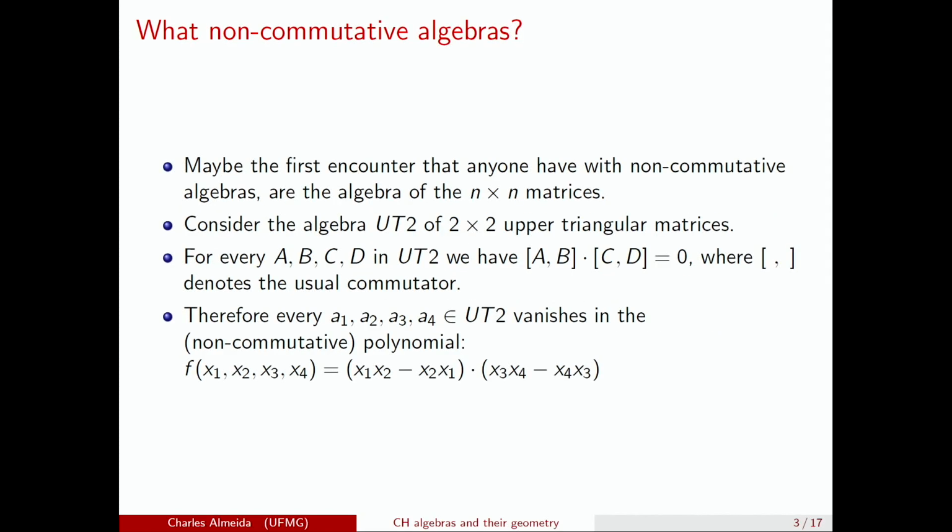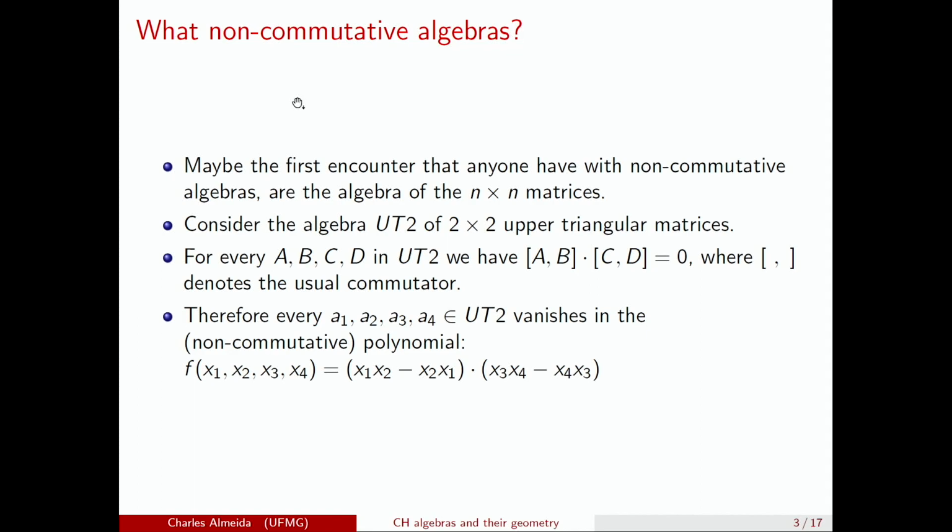So, maybe the first encounter that everyone has with non-commutative algebra is the ring of polynomials, the ring of matrices. And to make things a little more touchable, let's think about the upper triangular matrices. It's not hard to see that if we start with 4 upper triangular 2 by 2 matrices, the commutator of these 4 elements is 0 for any 4 elements that I take here.